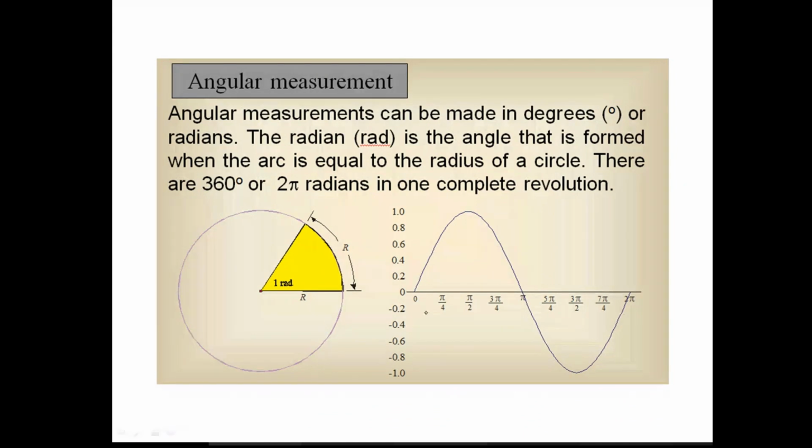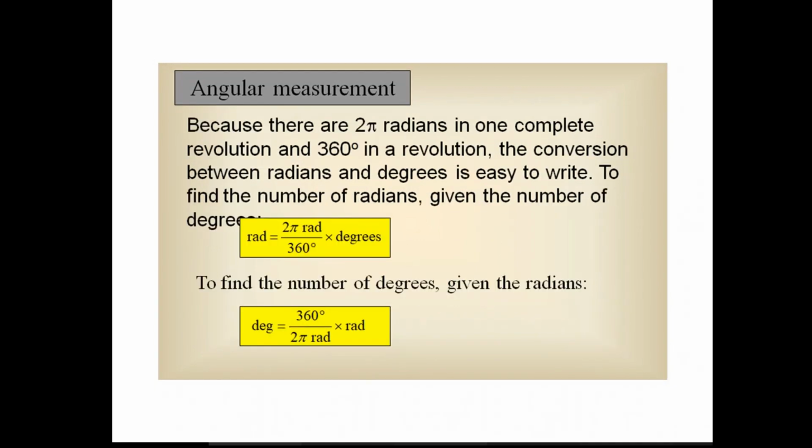If you want to represent a sinusoidal waveform, you write it 0 to 360 degrees for one cycle. Or in terms of radians, you can represent it as 2 pi radians. So 2 pi radians is here, and pi radians is here. That is, pi radians is equal to 180 degrees. So there are 2 pi radians in one complete revolution and 360 degrees in one revolution of your sinusoidal waveform.